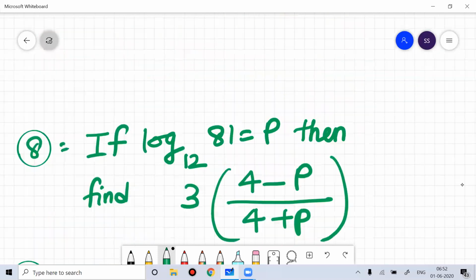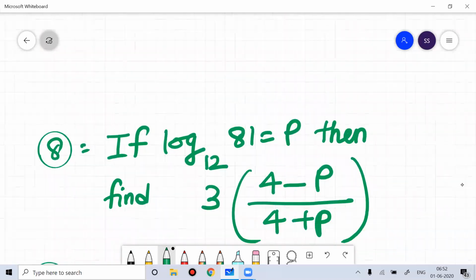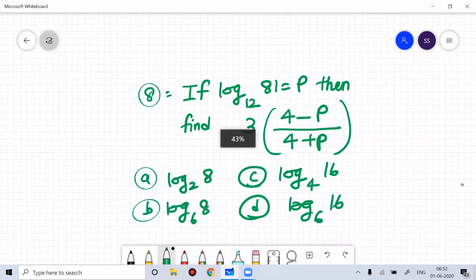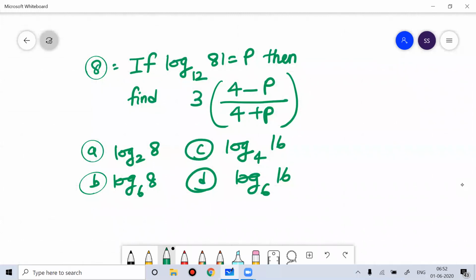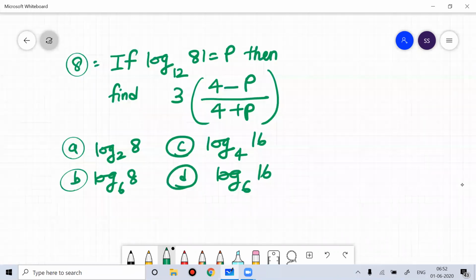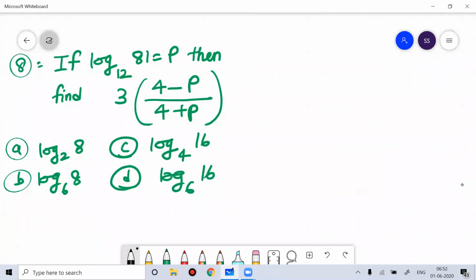So this is the question, guys. This is a comparatively good question. Considerably, this question is moderate to difficult level. So how to solve this question?